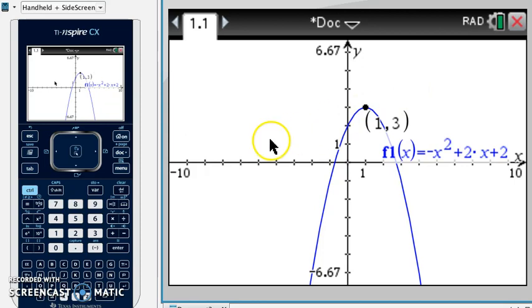So again, try that one that you were given. Go to your graph, graph the function, and then try to find the maximum or minimum point. And again, get rid of any answer choices. If it's talking about range, we're really only interested in the y. If it's talking about domain, we're interested in the x.